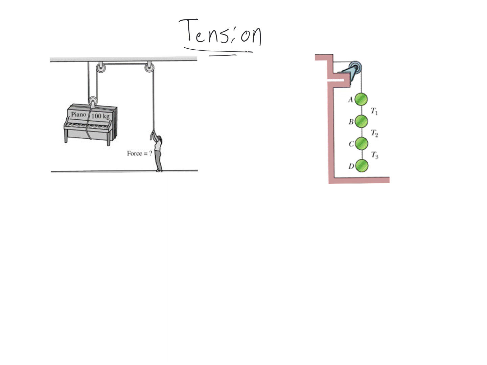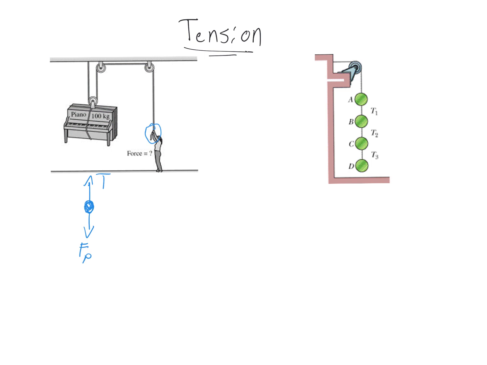So for example, if we were to make a free body diagram right here where this person's holding the rope, the free body diagram for the point of the hands contacting the rope is you'd have the tension pulling up and the person's pull force pulling down. Those would be equal and opposite.